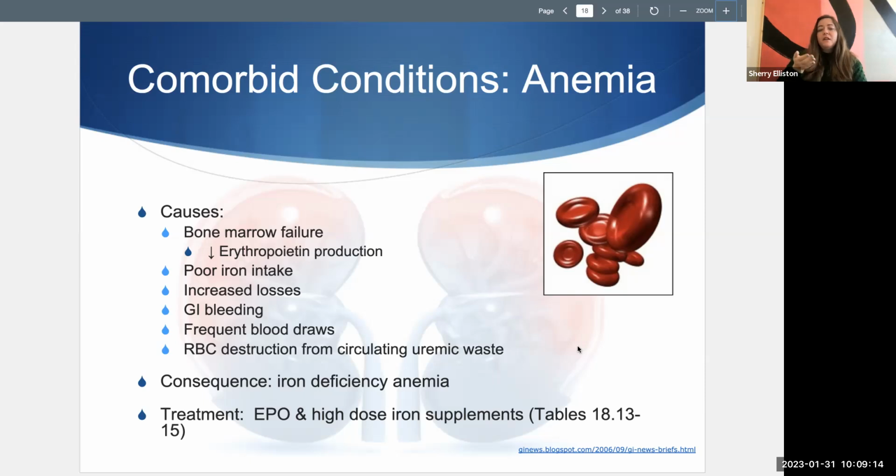So to combat that, we can increase iron consumption, PO. EPO can also be administered. It can be given to individuals, as well as dietary iron supplements that are just little tablets that you take with water.